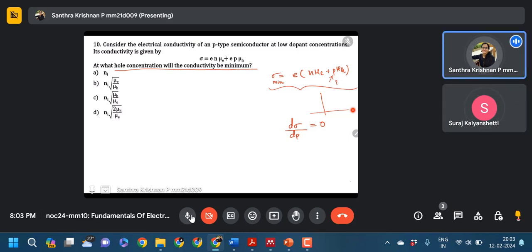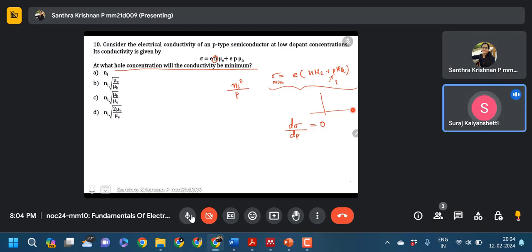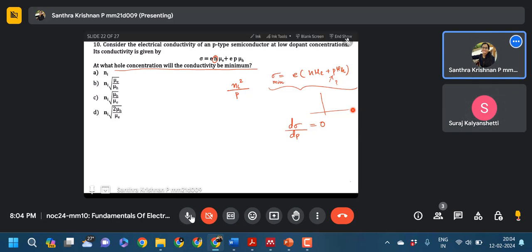If you remember the basics of differentiation, you can try. Everything else is constant, but we have to remember that n is also related to p, right? n is ni square by p. So you have to substitute this n with ni square by p and then start the differentiation with respect to p. Can you just try starting to differentiate? Yeah, I can.